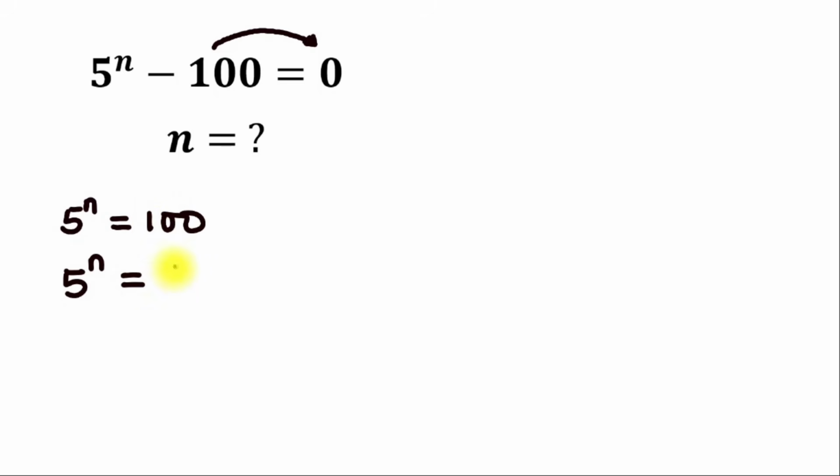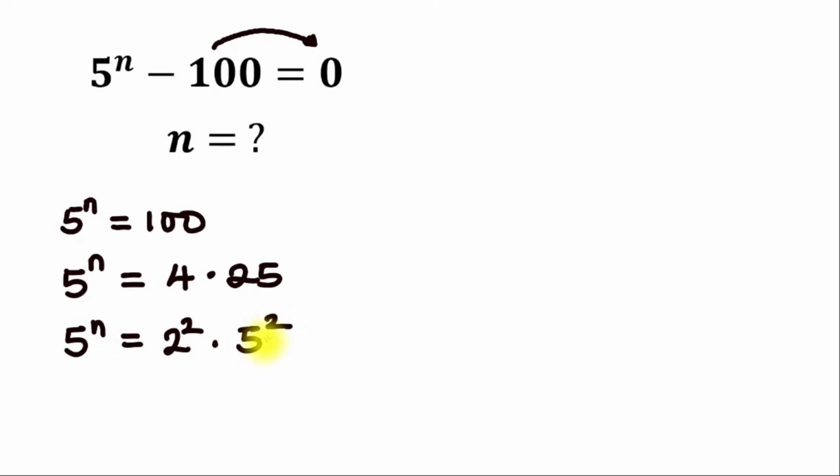We can break the 100 down, so we have 5 to the power of n to be equal to 100, which is the same as 4 times 25. Very good. And these two terms are perfect squares. So we have 5 to the power of n to be equal to 4, which can be written as 2 squared, times 25, which can be written as 5 squared.